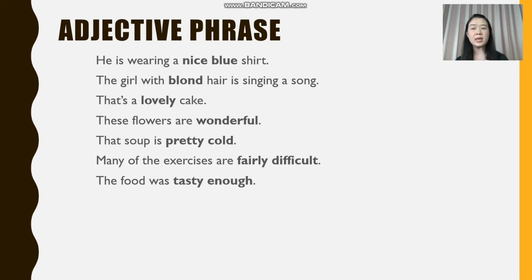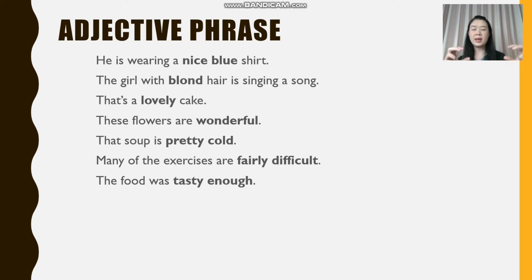The first one, he is wearing a nice blue shirt. I think you are quite familiar with this sentence because when we discussed the verb phrase, I showed this sentence before, right? Because he is wearing a nice blue shirt, that is a verb phrase. And you can see that we also have the noun phrase in this sentence. Where is that? Noun phrase. That is a nice blue shirt. Very good. Because you can see the word shirt as the head word of this phrase, right?